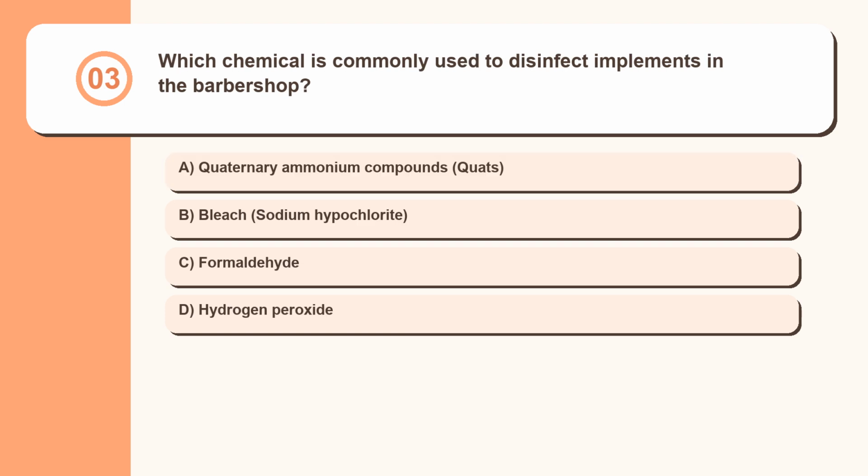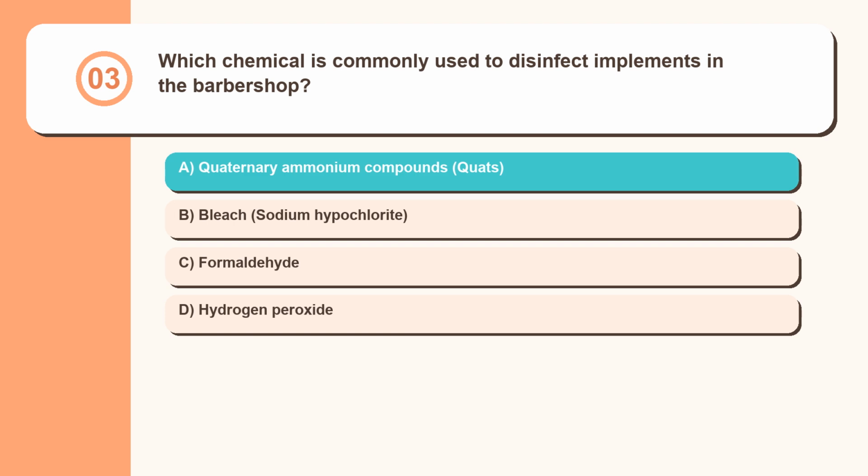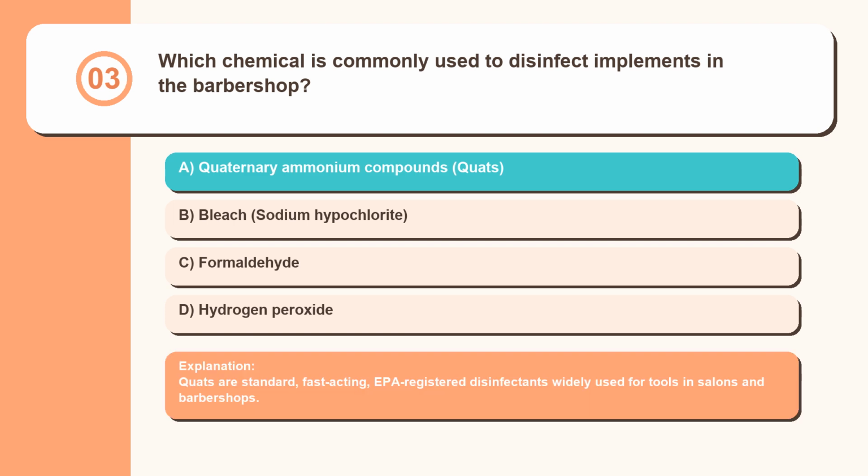Question 3. Which chemical is commonly used to disinfect implements in the barbershop? Quaternary ammonium compounds, quats, bleach, sodium hypochlorite, formaldehyde, hydrogen peroxide. Quats are standard, fast-acting, EPA-registered disinfectants widely used for tools in salons and barbershops.